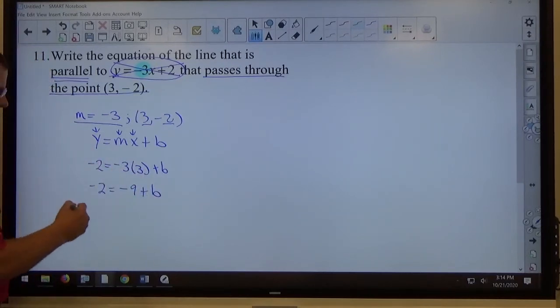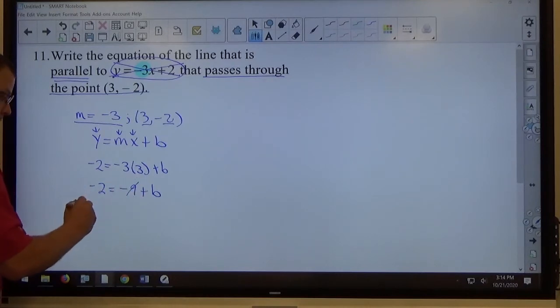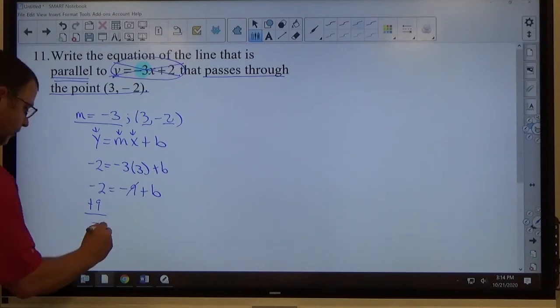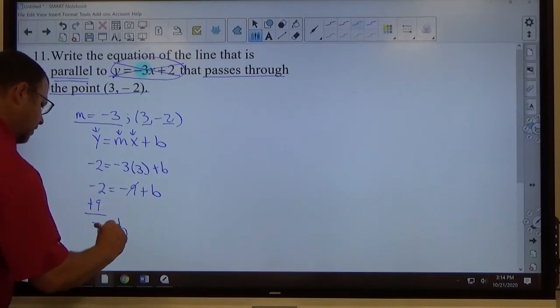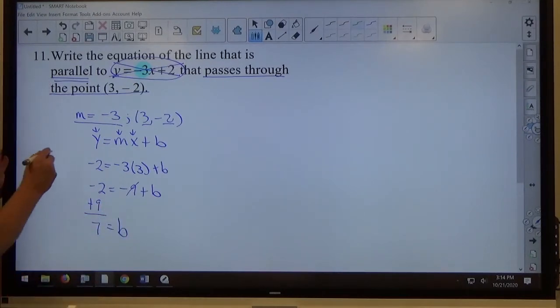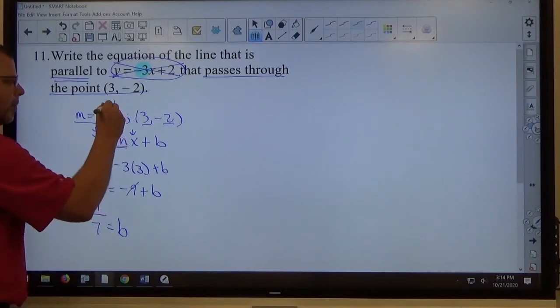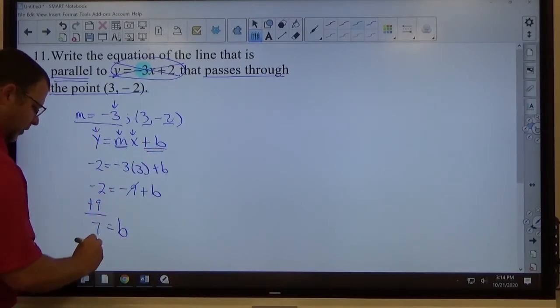Negative times positive makes a negative. Negative 9 moves over and becomes positive 9. Negative 2 plus 9 is 7. Subtraction because the signs are different. Positive because 9 is bigger. 7 equals b. The correct answer, we're going to replace m with what m is and replace b with what b is.